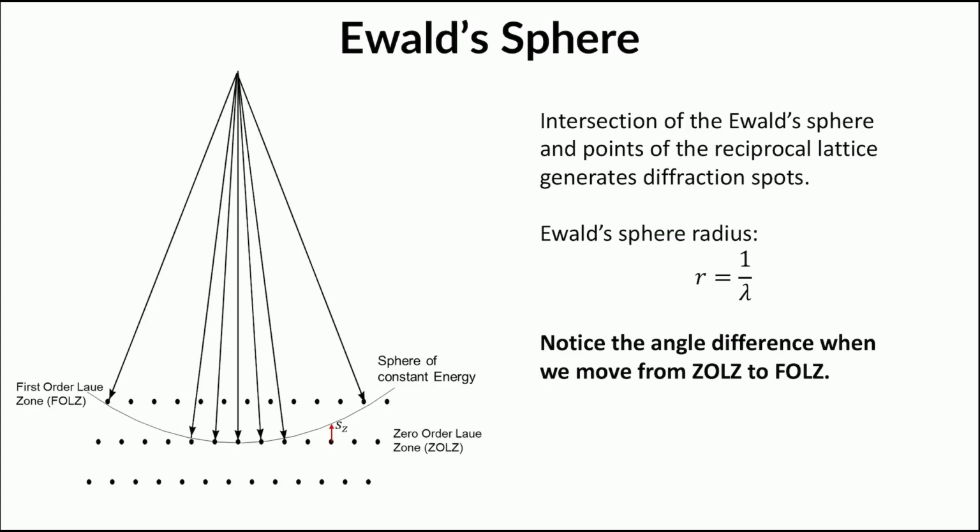So let's remind ourselves of the concept of the Ewald sphere. It's an imaginary sphere with a radius of 1 over the wavelength. The intersection between this sphere and points on the reciprocal lattice generates diffraction spots. From this figure, all I want y'all to notice is the change in angle from the zeroth Laue zone, as you see in the figure, to the first Laue zone. It's a significant change in angle.